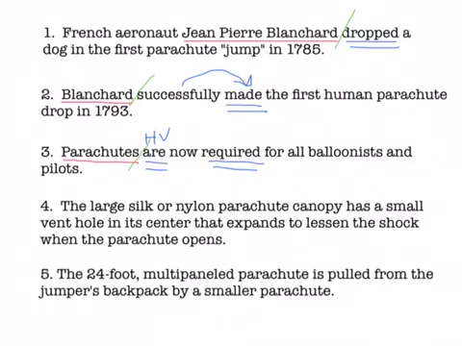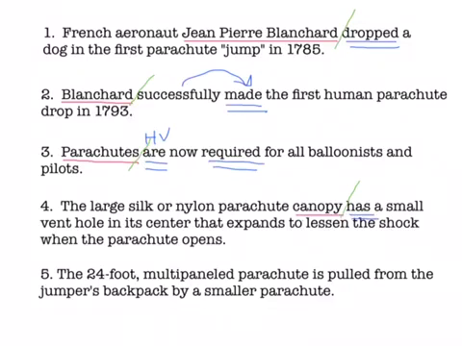The large silk or nylon parachute canopy has a small vent hole in its center that expands to lessen the shock when the parachute opens. In this case, the subject of our sentence is the canopy. The verb or the predicate that connects back to the word canopy would be has. Therefore, has is our simple predicate. The division between the subject and the predicate happens between these two words, canopy and has.